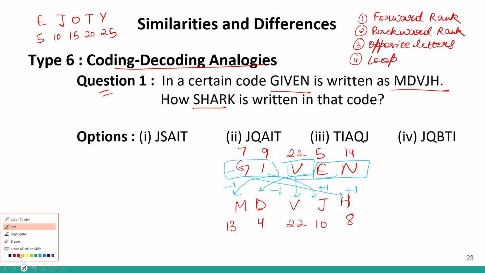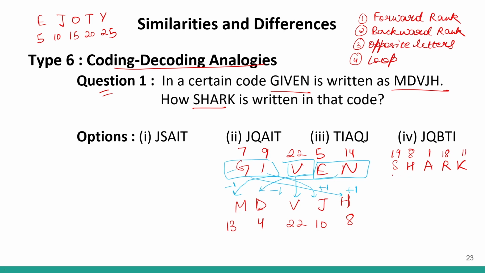Now let us solve for shark and see whether the logic is true or not. For shark, if I write, S will be positioned at 19, H will be positioned at 8, A will be positioned at 1, R will be positioned at 18, and K will be positioned at how much? K will be positioned at 11.